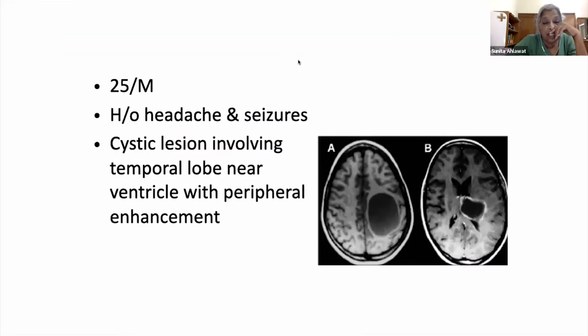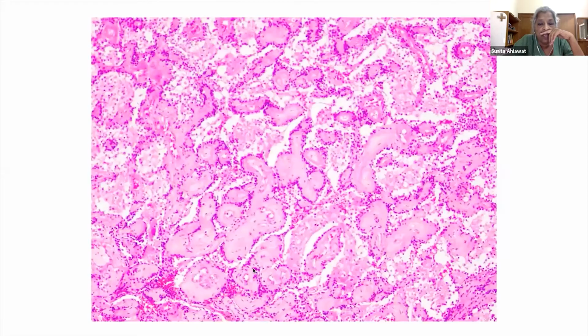This is a 25-year-old male who presented with headache and seizures. Please note, the majority of glioneuronal tumors present with seizures. There is a cystic lesion involving the temporal lobe near the ventricle, with peripheral enhancement. And this is the microscopy.